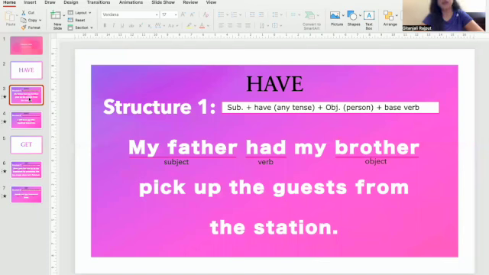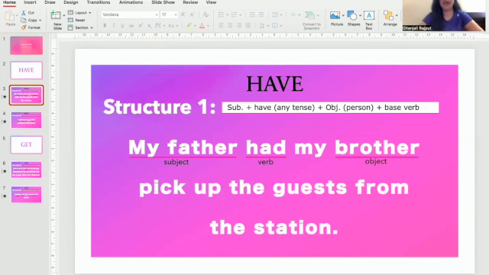Structure one can also be called an active structure. In this structure, the object of the causative verb have is a person. Please remember the object is a person and not a thing. And another point that we should keep in mind is the verb used in this structure is the base form of the verb. Now, let us see this with the help of an example.